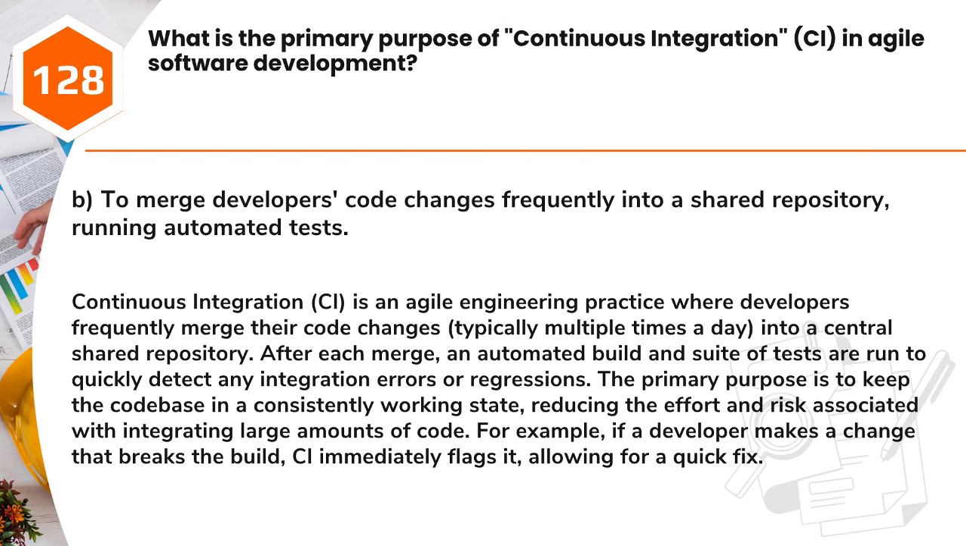B. To merge developers' code changes frequently into a shared repository, running automated tests. Continuous integration, CI, is an agile engineering practice where developers frequently merge their code changes, typically multiple times a day, into a central shared repository. After each merge, an automated build and suite of tests are run to quickly detect any integration errors or regressions. The primary purpose is to keep the codebase in a consistently working state, reducing the effort and risk associated with integrating large amounts of code. For example, if a developer makes a change that breaks the build, CI immediately flags it, allowing for a quick fix.